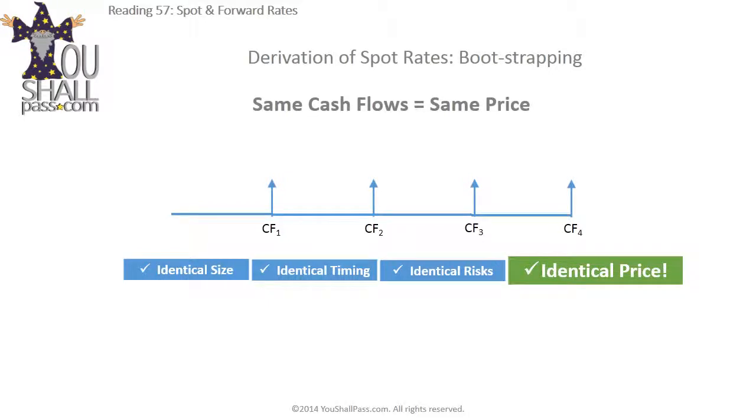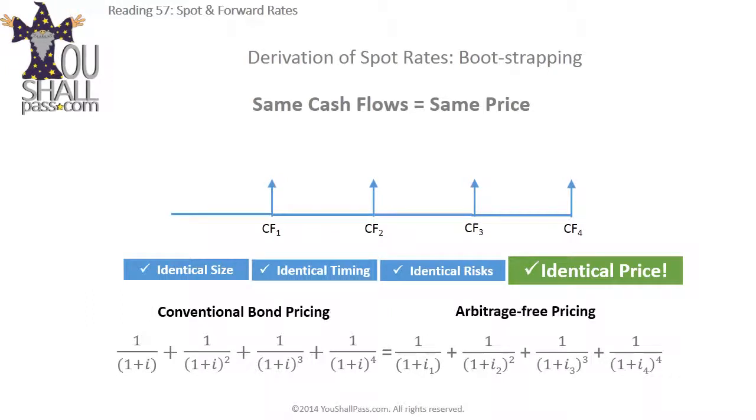And as we discussed in the video about bond valuation, identical price essentially means that the present values must be equal. So a relationship that looks something like this must hold. As you can see, the left-hand side relates to conventional bond pricing, and there is one interest rate that's being used to calculate the present value and the discount factors. Whereas on the right-hand side, we have the arbitrage-free pricing methodology, where there are 4 different discount rates for 4 different cash flows.